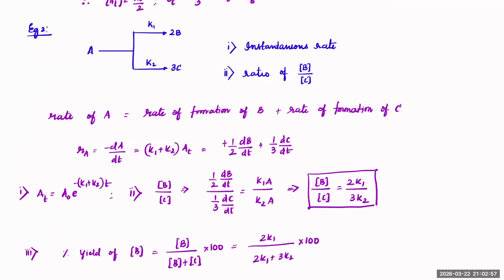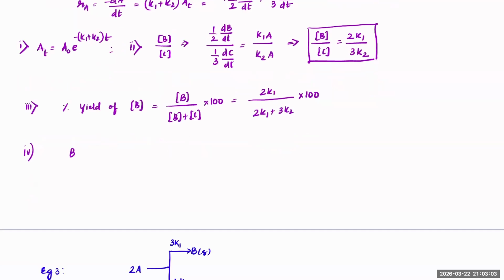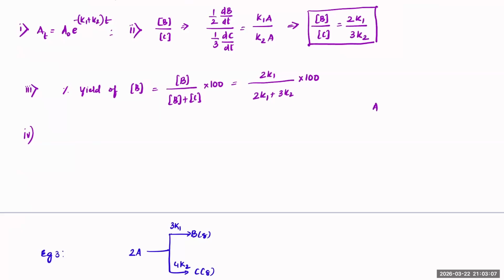Now suppose I add one more factor here, I need to figure out BT. How do I find BT? Here is a very interesting fact. How do we need to judge this? Because A is giving 2B and 3C, if this is A naught minus X and minus Y, this will be 2X and 3Y. So I can't simply say that A naught is equal to AT plus BT plus CT. This I can't say.